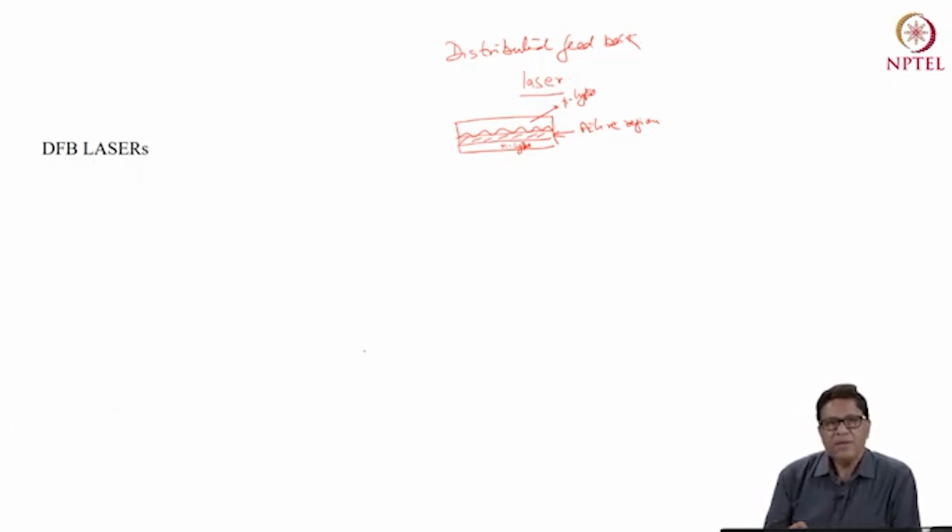And the property of this grating is that, depending upon the spacing or the period of this grating, some particular wavelength of the light is reflected back and others are transmitted. So basically what I am doing here, I am making this a wavelength selective device.